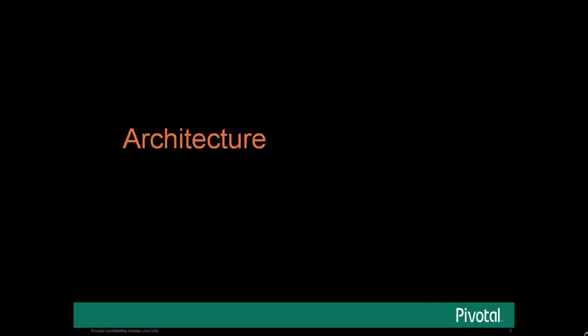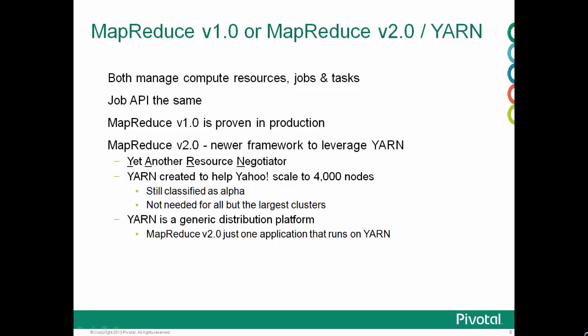Let's talk about the MapReduce architecture. There are actually two MapReduce architectures, MapReduce version 1, referred to as MRV1, and MapReduce version 2, which is referred to as MRV2 or YARN. Both manage compute resources, jobs, and tasks. The API for either is the same.